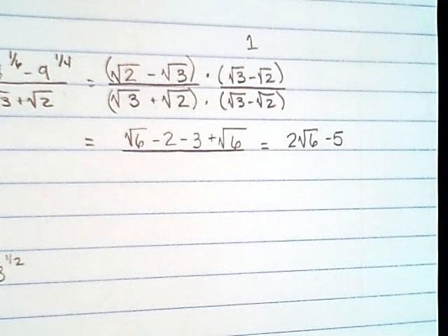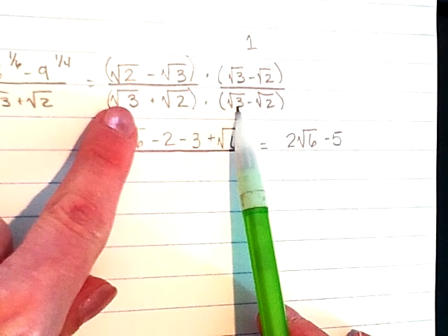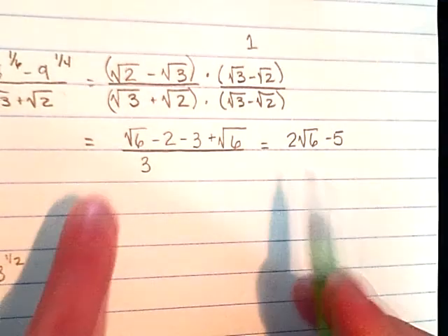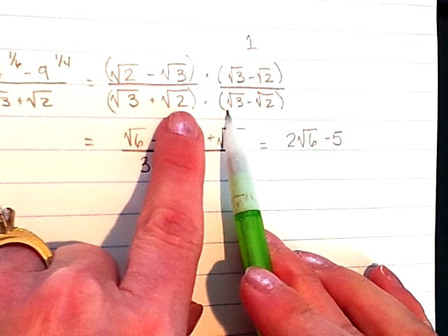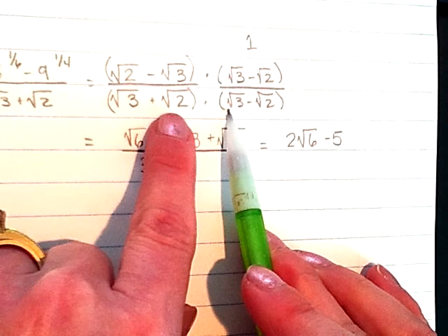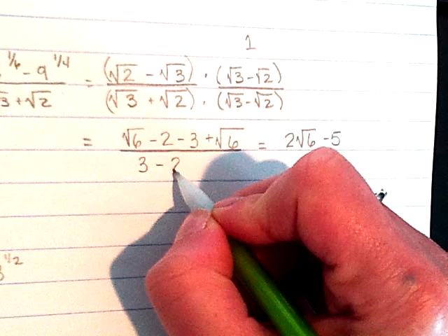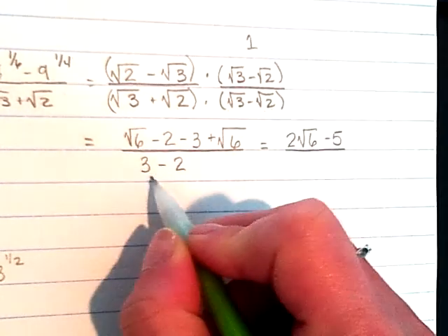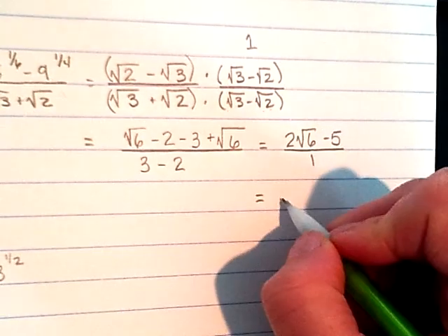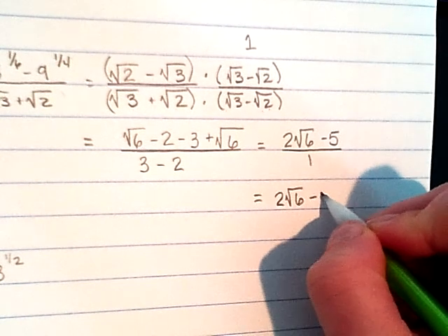Now I'm going to work on my denominator. I'm going to FOIL through my denominator just like I did my numerator. So I'm going to do my firsts. The square root of 3 times the square root of 3 is simply 3. My outsides and my insides, because I'm using the conjugate, I get negative square root of 6 and positive square root of 6, which cancel each other out, and my lasts become minus 2. So my denominator, after I conjugate, becomes just 1. So this entire expression simplifies to 2 square roots of 6 minus 5.